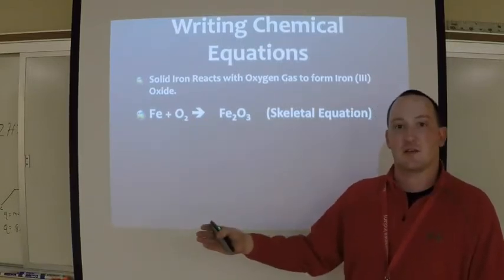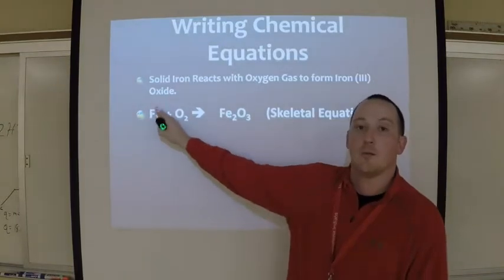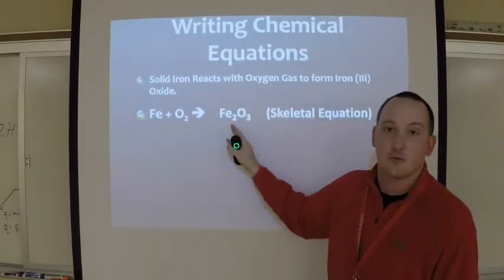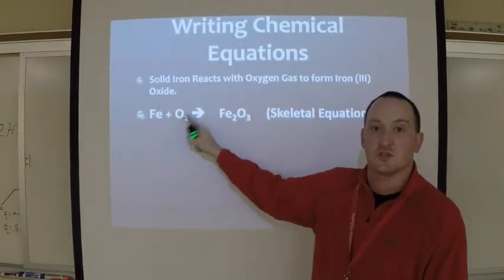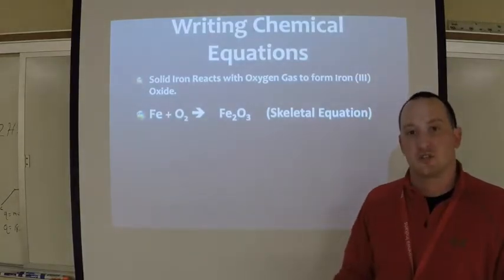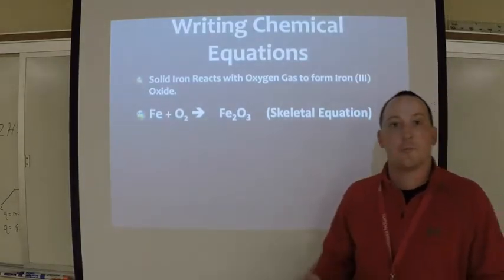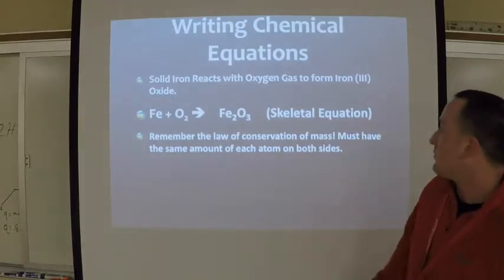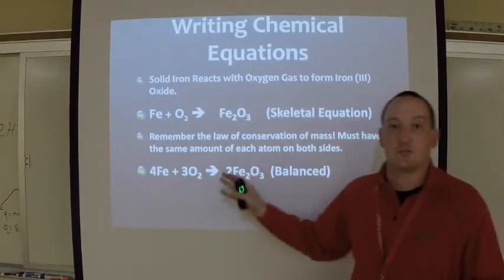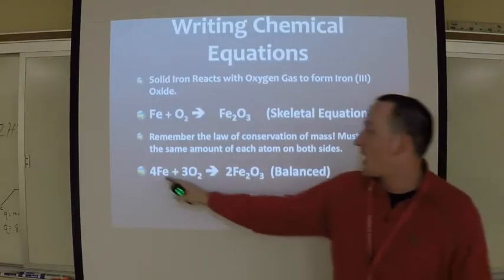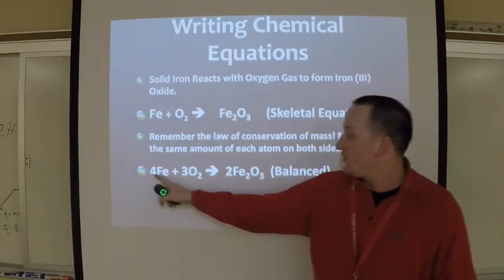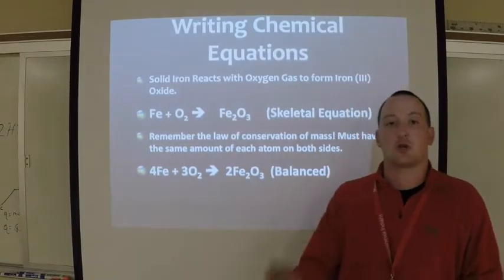That's why we have to balance them, which means we actually are going to need more iron atoms if we wanted to get 2 irons. We're going to need more oxygens, so we add things called coefficients in front of them in order to balance those equations. So what we would actually end up doing to balance this equation is we would add these numbers. So this 4, this 3, and this 2 are called coefficients.